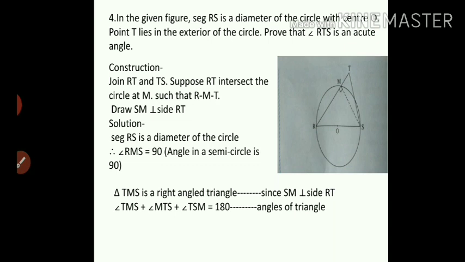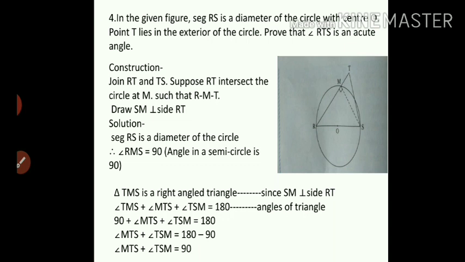So angle TMS plus angle MTS plus angle TSM, means in triangle TMS, angle M plus angle T plus angle S, all three angles sum to 180, that is the angle sum of a triangle. So see now angle M is 90 plus angle T plus angle S will be 180. So that means angle MTS plus angle TSM will be 180 minus 90, that will be equal to 90 degrees.